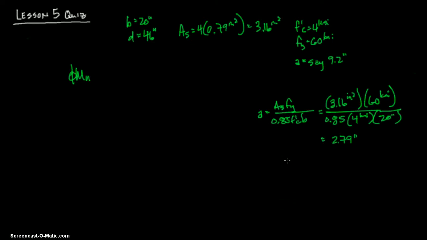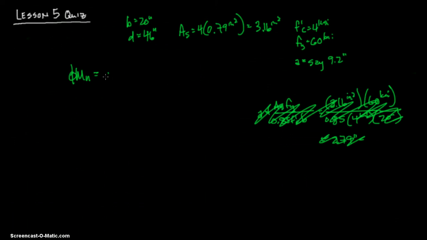We said maybe our area of steel was wrong. 4 number 8 is 0.7. That's right. All right, well, it is what it is. 3.16 times 60 divided by 0.85 divided by 4 divided by 20. Again, units look right. 2.79. All right, well, forget this. They said A equals 9.2, so that's what we're going to do. I may have messed up on this, and hopefully you can go back and figure out where I messed up. But my actual A is way different than what they got.